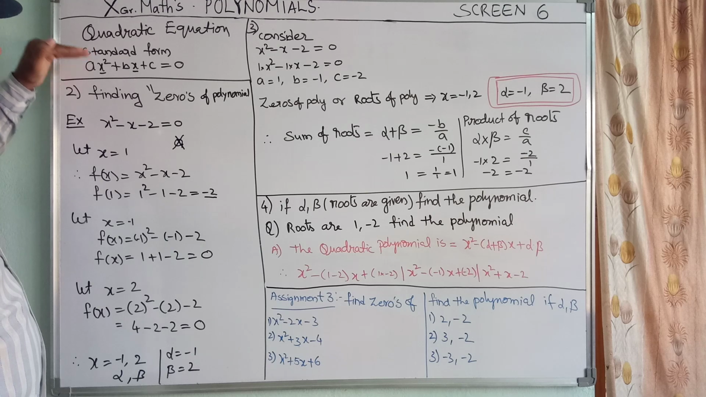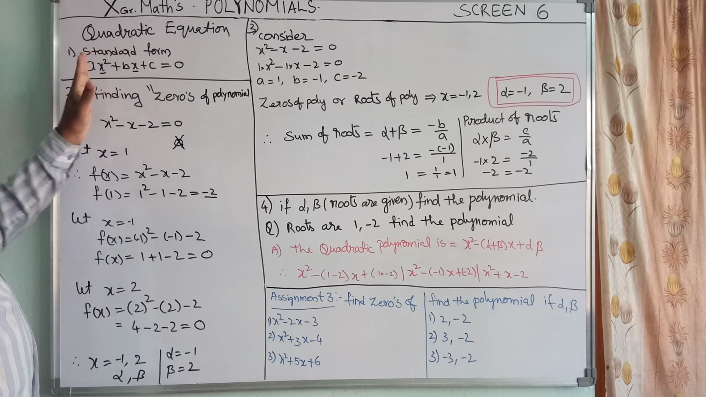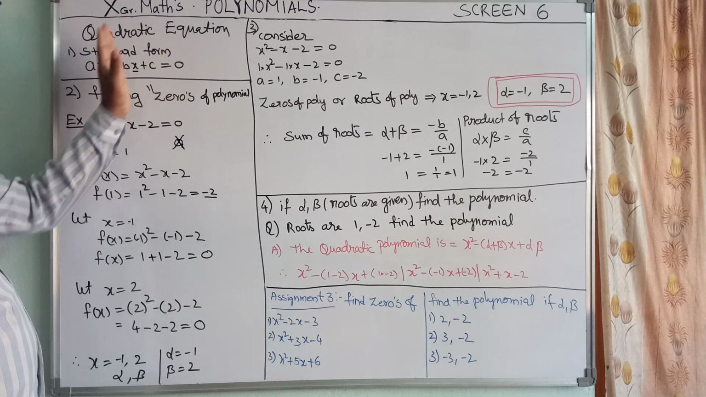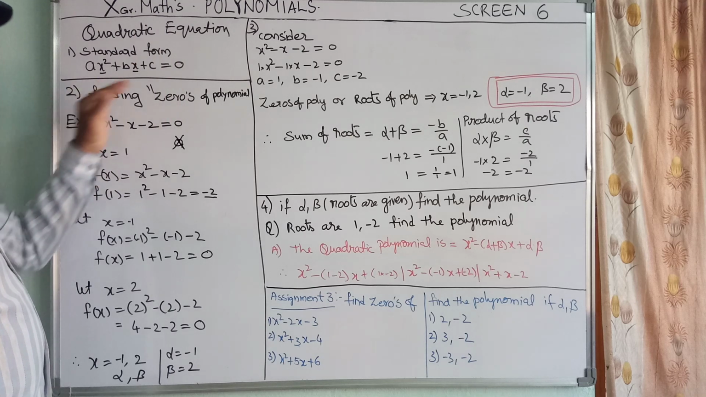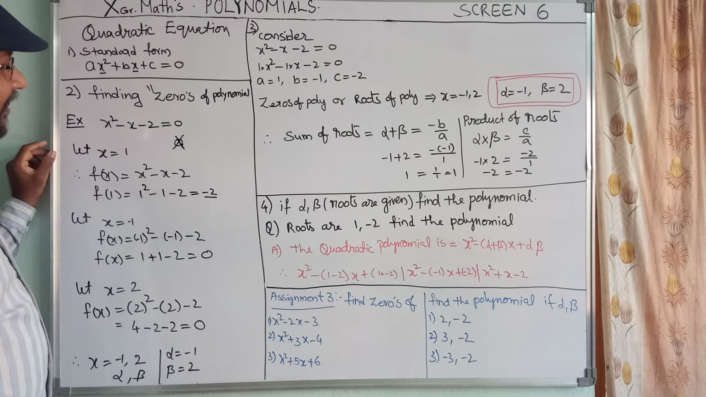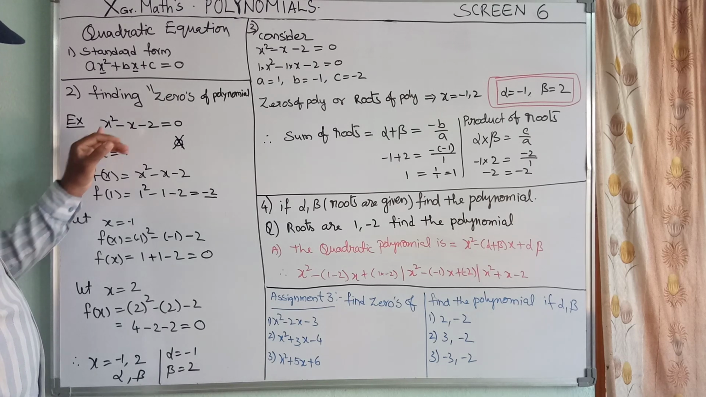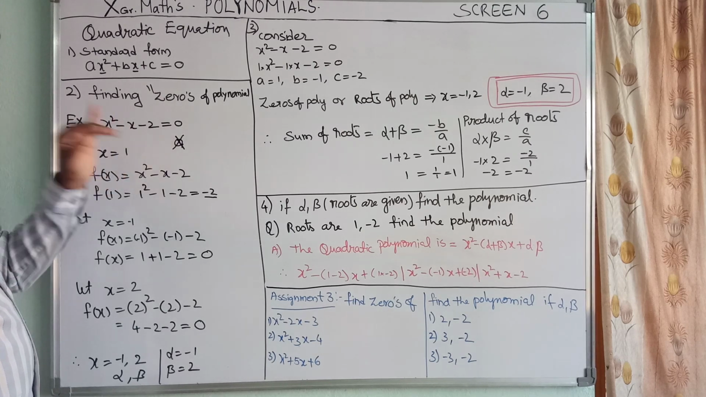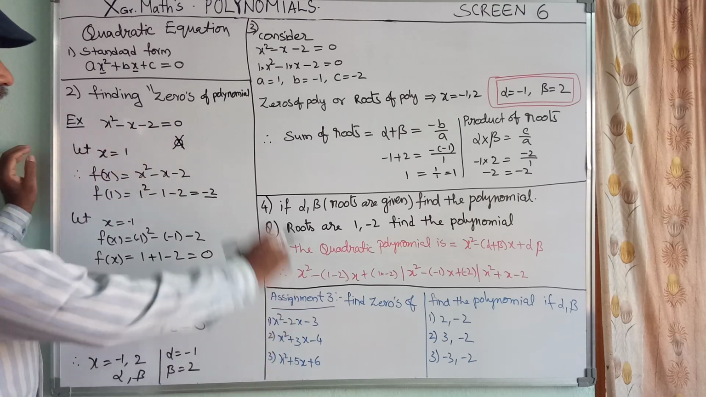This is the standard form of a quadratic equation. It has both sides, the left hand side and the right hand side, and the right hand side is obviously equal to 0. Now consider an example: x² − x − 2 = 0.